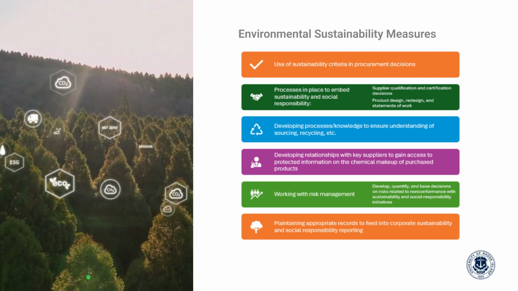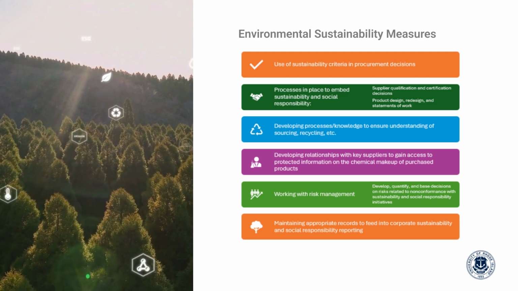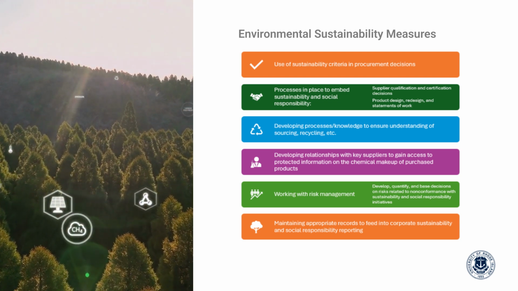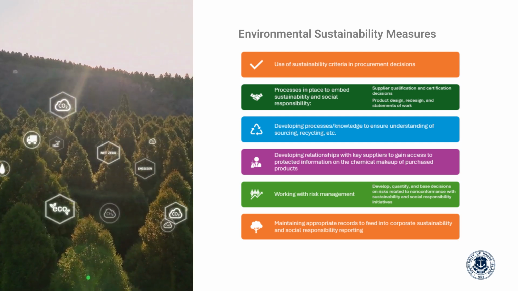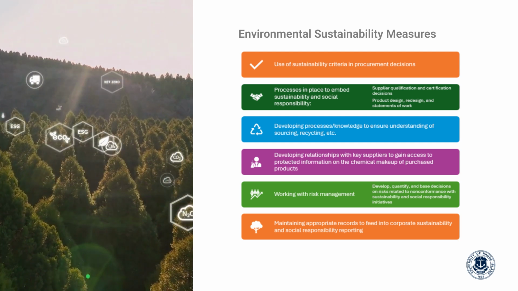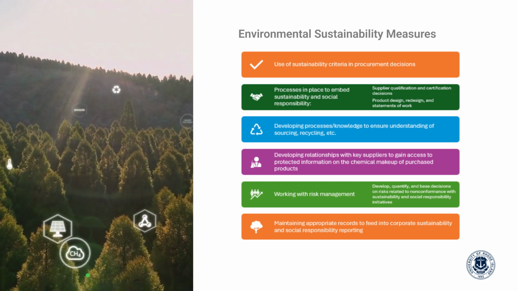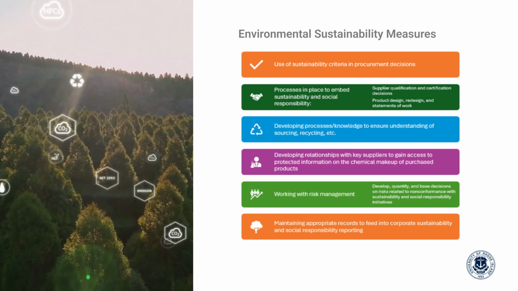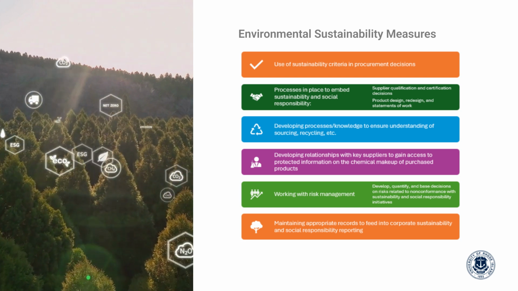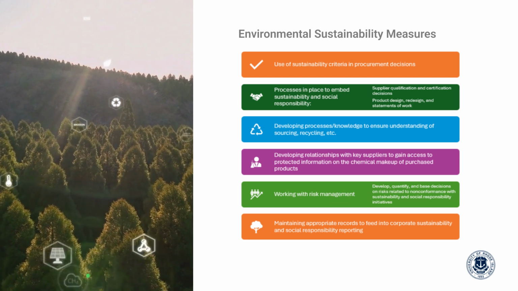Next, let's talk about environmental sustainability measures and how organizations incorporate sustainability considerations into supply chain and procurement decisions. The first measure involves the use of sustainability criteria in procurement decisions. This means that when firms select suppliers or evaluate purchasing options, they do not focus solely on cost, quality, and delivery. Instead, they also consider environmental impact, ethical practices, and broader sustainability performance.